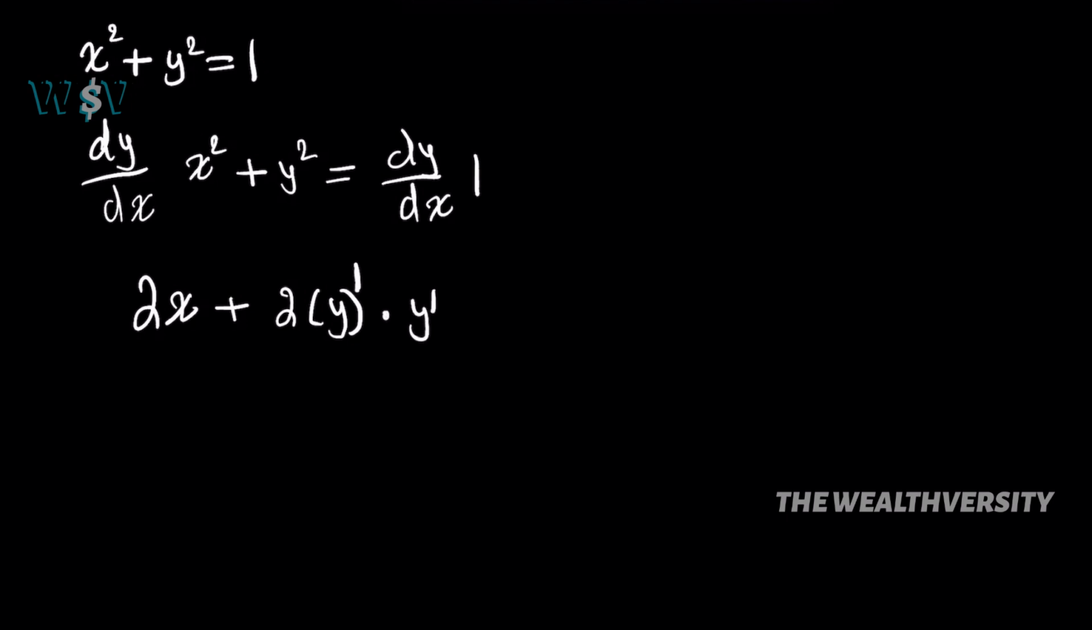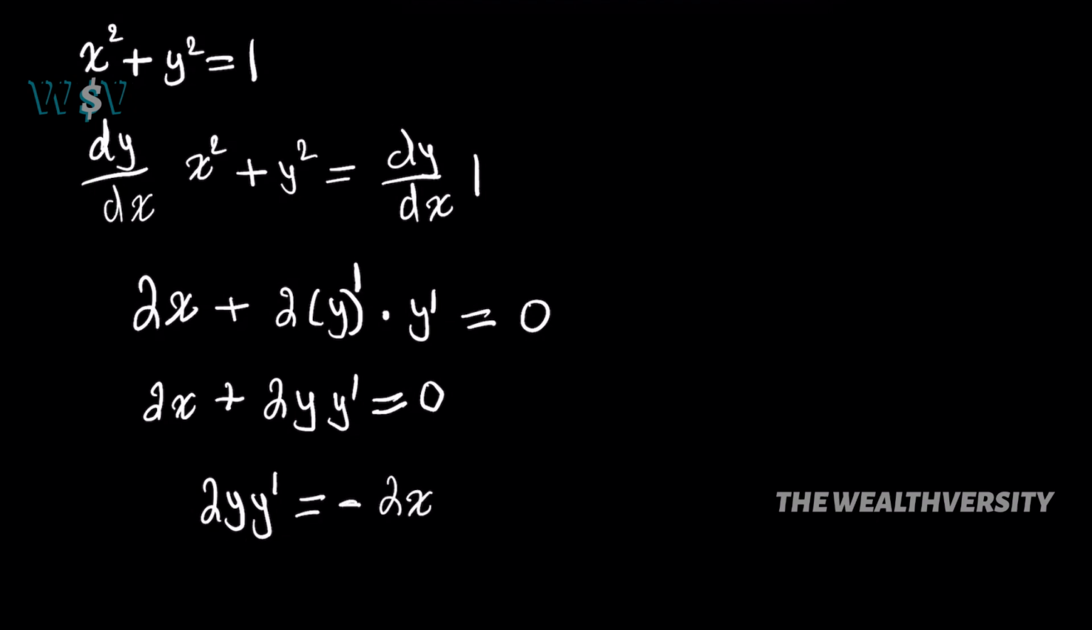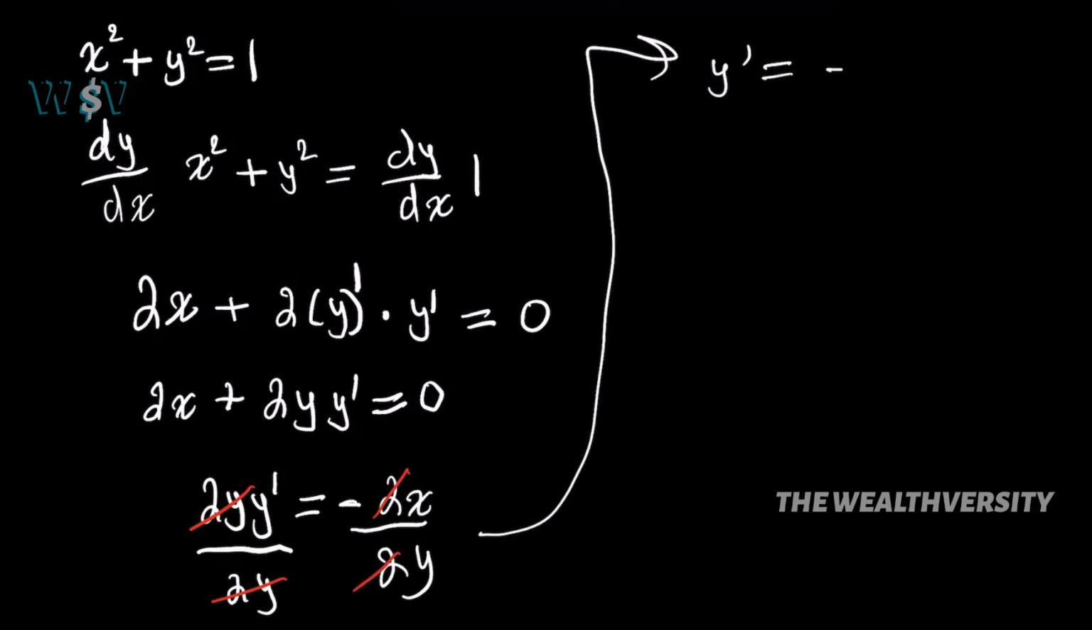The 1 is a constant, so its derivative is 0. We now have 2x plus 2y times y prime equals 0. To isolate for y prime, we move 2x to the other side, so 2y times y prime is equal to negative 2x. Finally, divide both sides by 2y, and we get that y prime is equal to negative x divided by y. Let's look at another example.